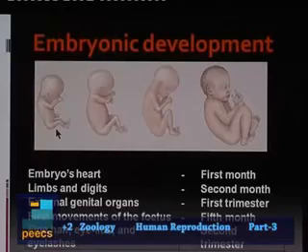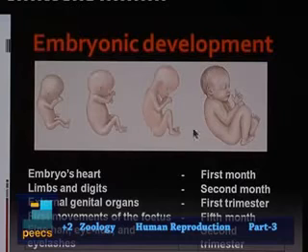You can see in this diagram the embryo develops into a fetus, and the fetus undergoes a lot of changes to form a final stage over here. You can see different structures developing within the fetus.